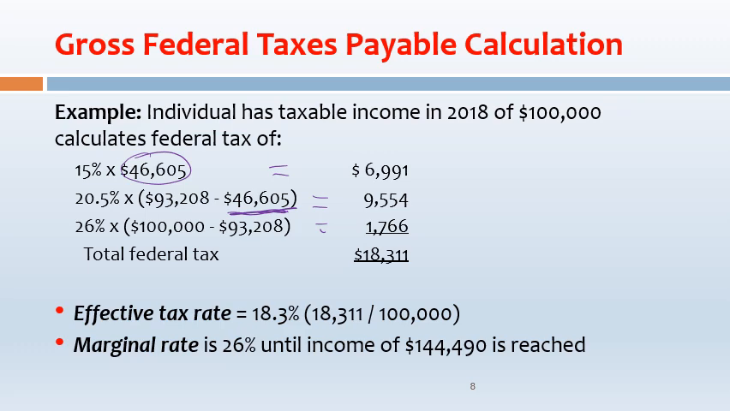The marginal rate means, well, what if I earn one more dollar of taxable income, what rate will that be taxed at? And this person is in a marginal rate of 26% until they reach the high end of that bracket, which is 144,490. So until that next tax bracket is reached, the marginal rate is 26%.